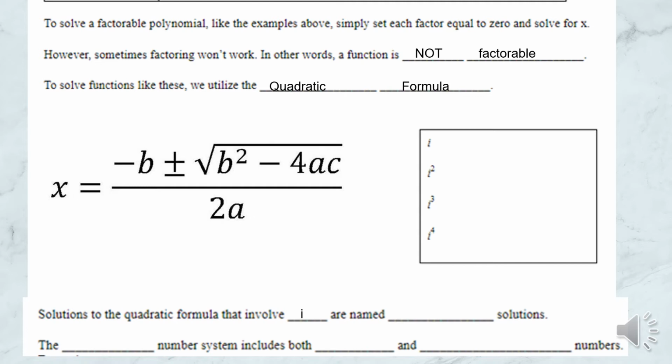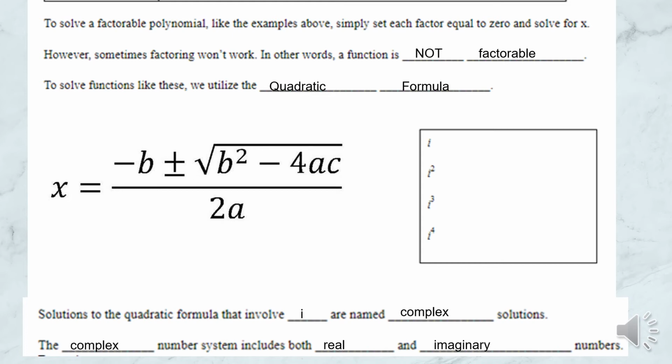Solutions to the quadratic formula that involve i are named complex solutions, and the complex number system includes both real and imaginary numbers. So I will sing you how I remember the quadratic formula once before we talk about i some more. It goes along with the theme of Pop Goes the Weasel, so here we go.